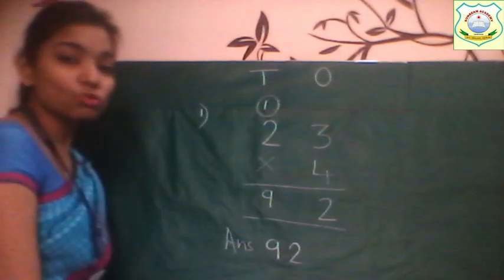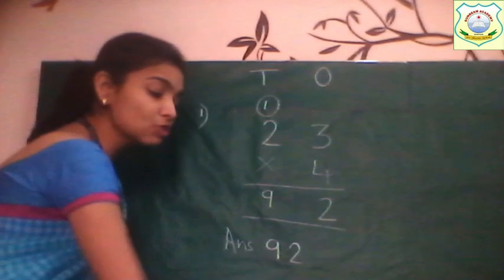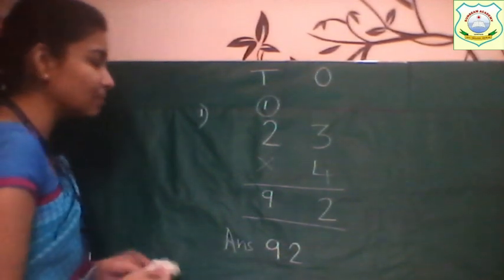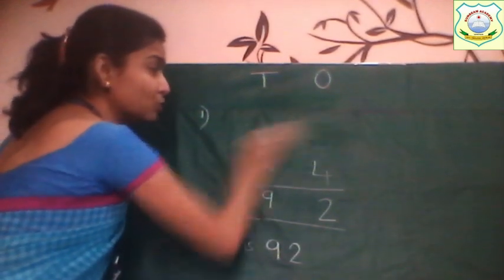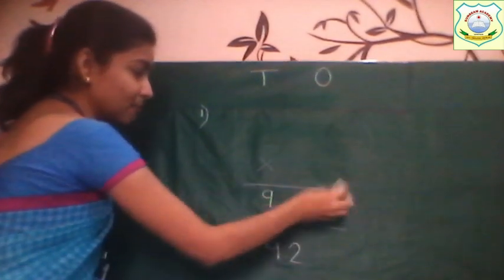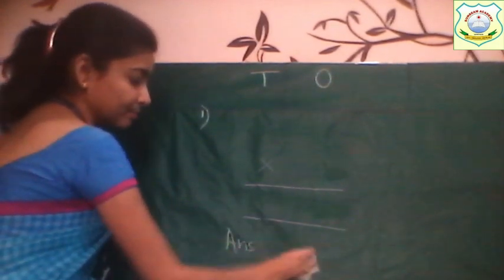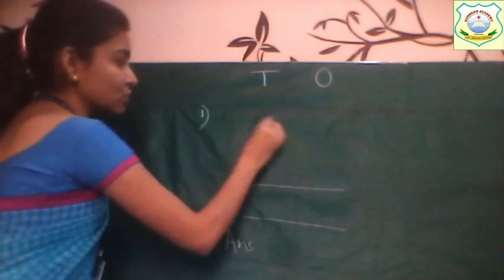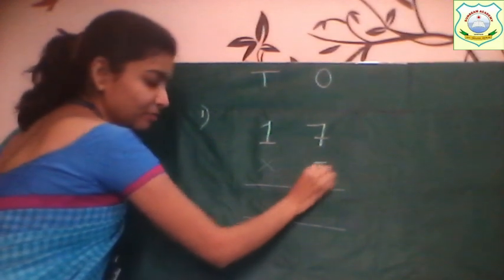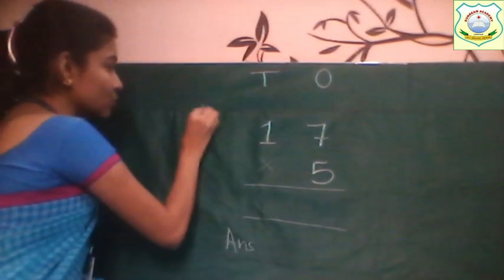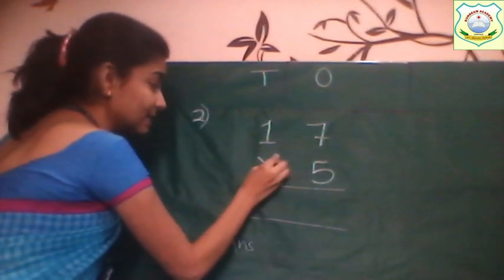So after doing this question, now we will be doing the next question, right? Next question is 17 multiplied by 5. So let me erase this first. Then we will be doing 17 multiplied by 5. So now the next question, that is 17 multiplied by 5. This is our question number 2, right? So let's do it. Understand it properly.